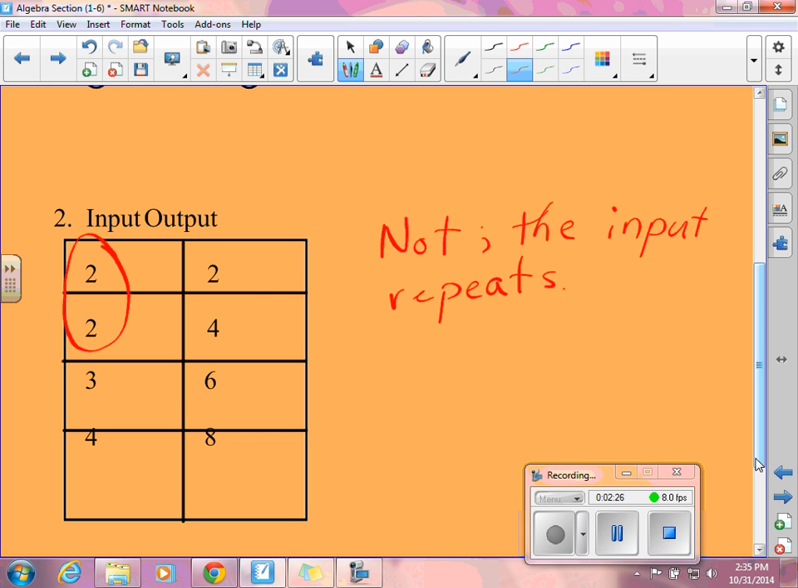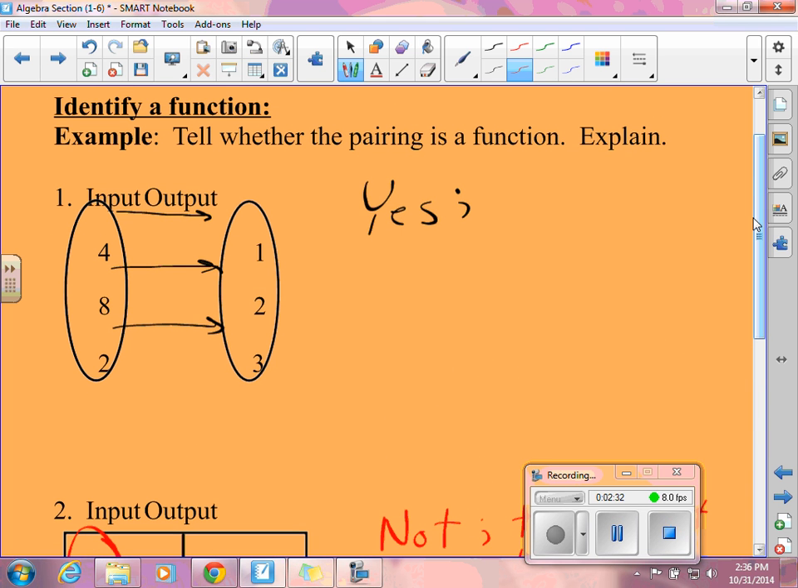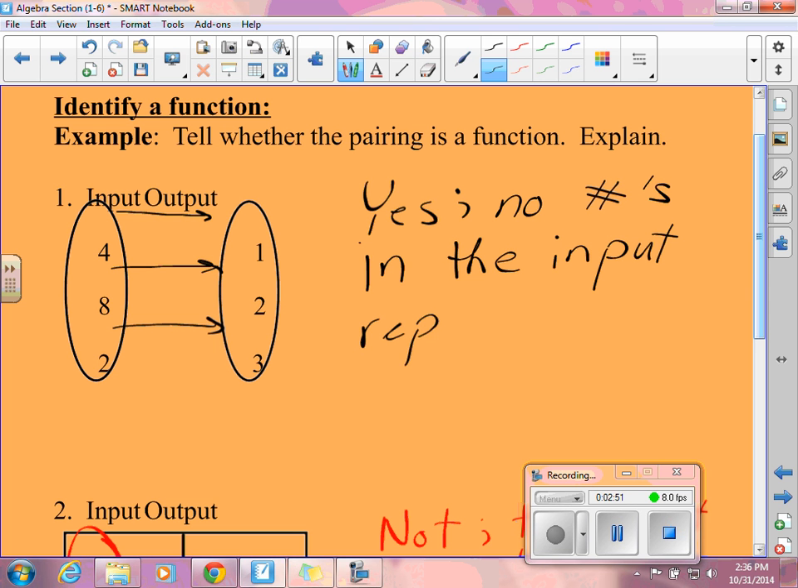All right. Now that we know that, if we take a look at the first example, is the first example a function? Of course it is. It is because you'll notice that none of the numbers in the input repeat. So yes, no numbers in the input repeat. It is a function.